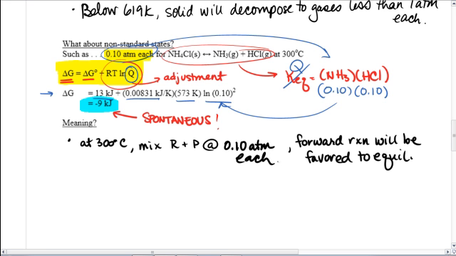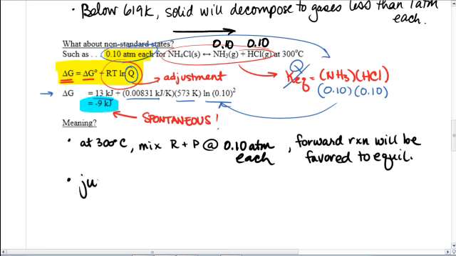If you put them in the container at a 10th of an atmosphere each, the forward reaction is going to be favored to equilibrium. Think about that, you guys. If you have a 10th atmosphere and a 10th atmosphere and the forward reaction is favored, where are you going to end up? Are you still going to be at a 10th atmosphere? No, you're going to be higher than that, right? Until it reaches equilibrium.